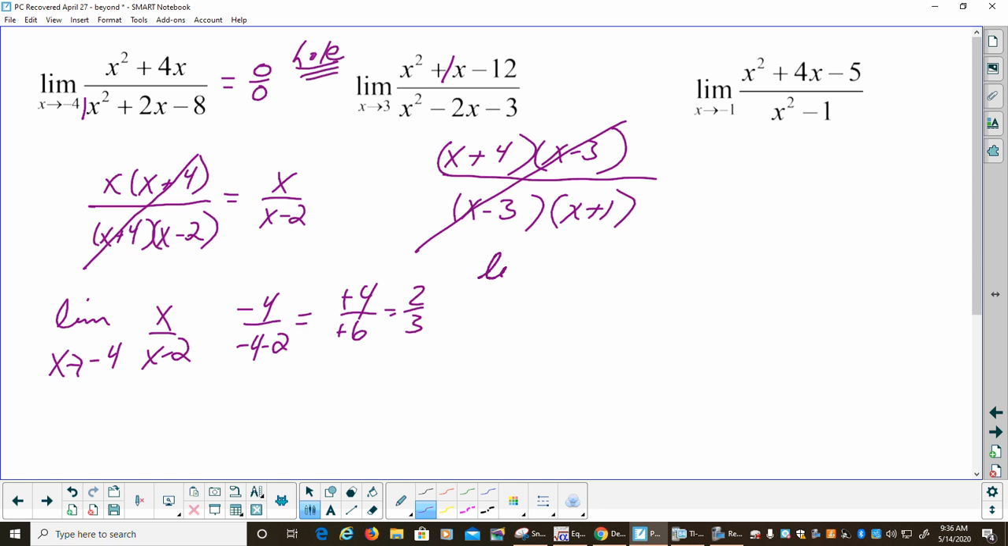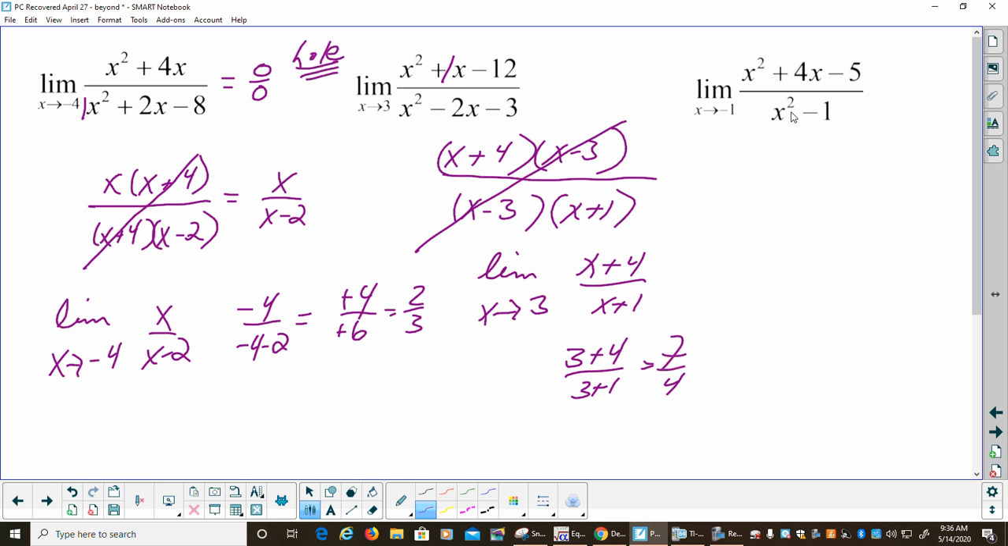So you're left with taking the limit as x goes to 3 of x plus 4 over x plus 1. Now do direct substitution, and you get 3 plus 4 over 3 plus 1. So you get 7 over 4. That's your answer. You finished. The limit is 7/4.